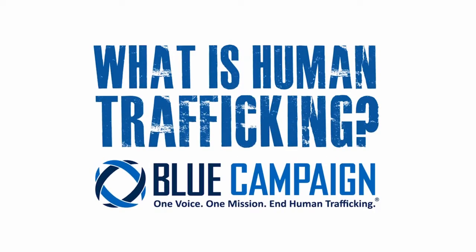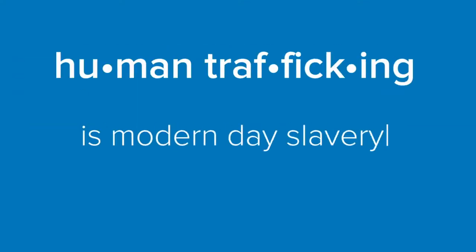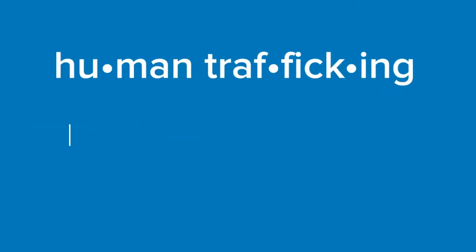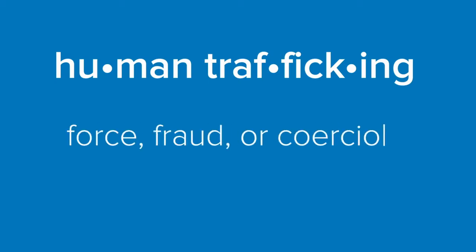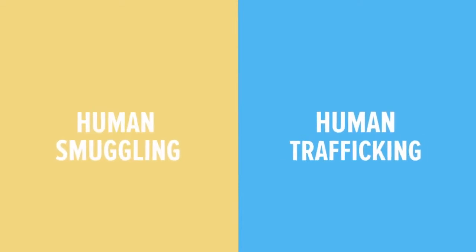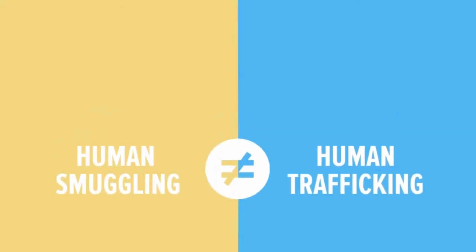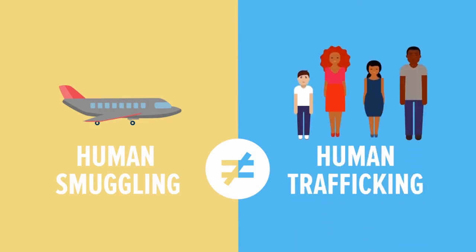What is human trafficking? Human trafficking is modern-day slavery. It is the exploitation of a person through force, fraud, or coercion. Human smuggling and human trafficking are different crimes. Human smuggling is the illegal movement of someone across a border. Human trafficking is the illegal exploitation of a person. Human trafficking is about exploitation, not transportation.